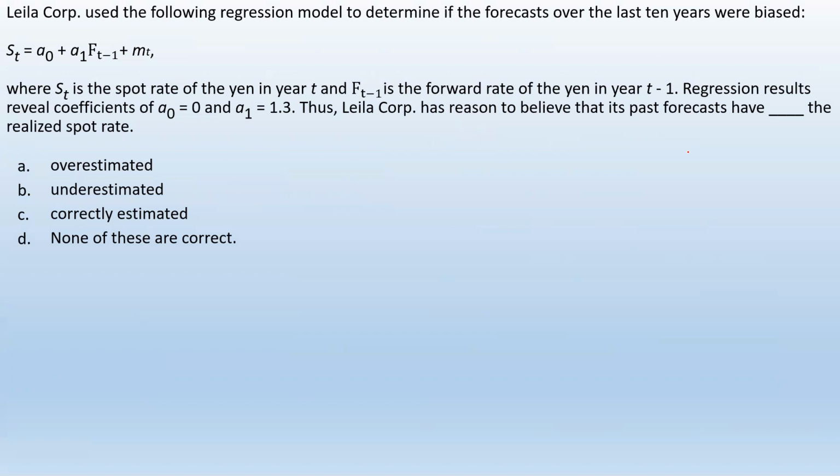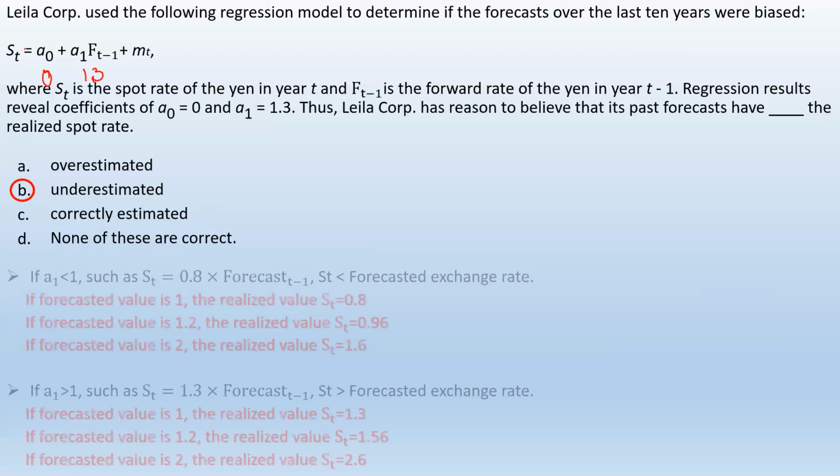Leila used the following regression model to determine the forecast over the last 10 years, where S is the spot rate and F(t-1) is the forward rate of the yen in year t-1. And they found that A0 equals 0 and A1 is 1.3. Which means the spot rate is always greater than the forecasted value, so it's underestimated.